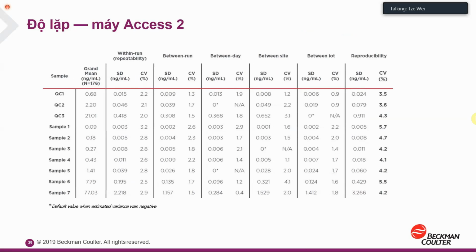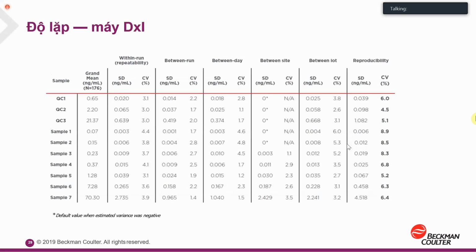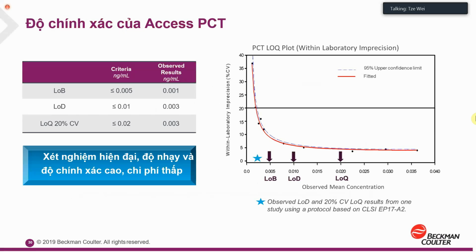In terms of reproducibility, the results are also very reproducible within runs, between days, between sites, between lots. So overall, CVs, as you can see here, are also low. And this is for the XS2, and we also see a similar pattern for the DXI. So coming back to the precision profile, I just want to remind you that our limit of quantification at 20% CV is less than 0.02, and in real life we've observed 0.003 nanograms per mil. And this was based on a CLSI protocol.